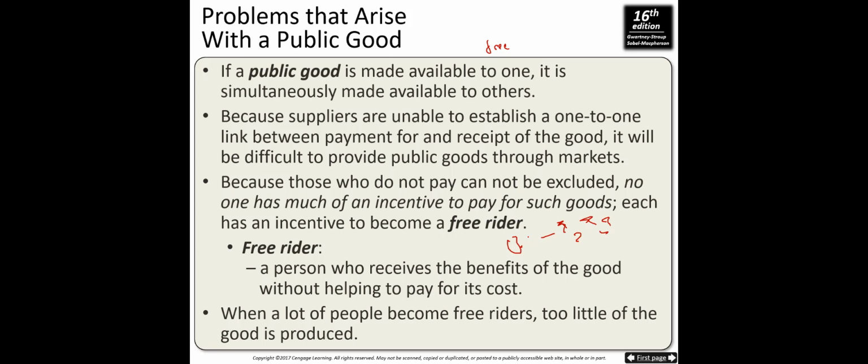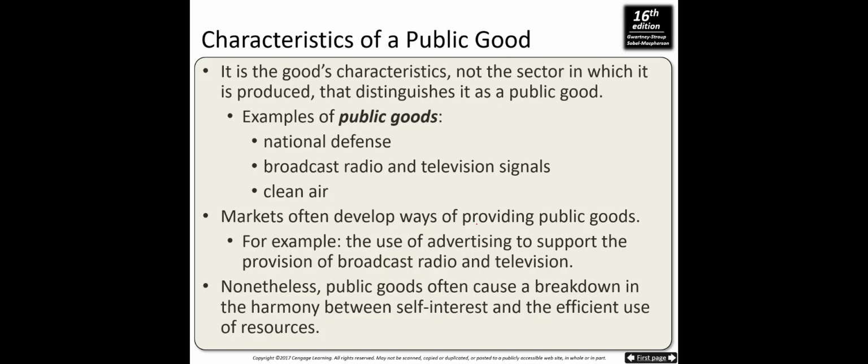Then who should provide it? Government, right? Government is going to collect taxes and finance the production of public goods. So we will have fireworks, we will have public parks, we will have national defense and so on. Characteristics of a public good.